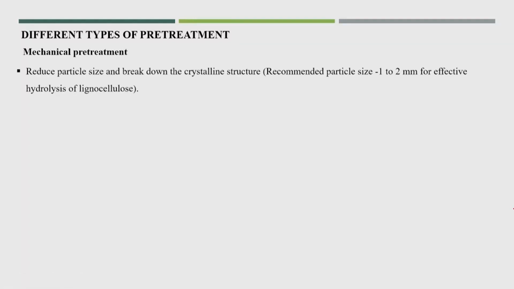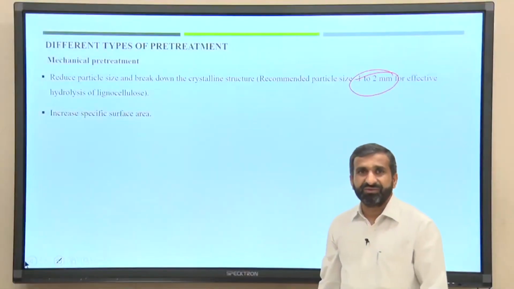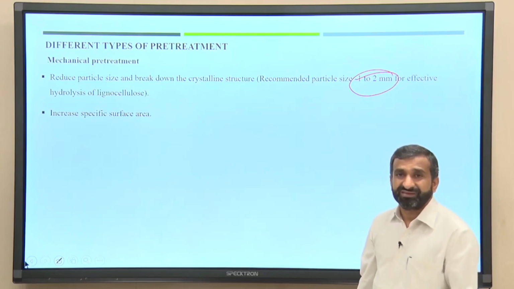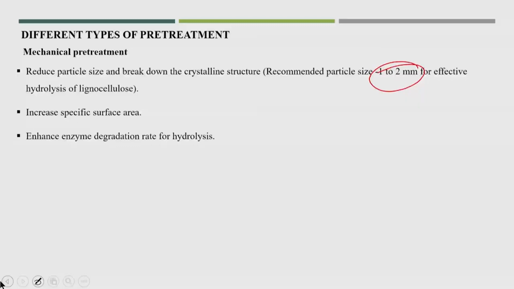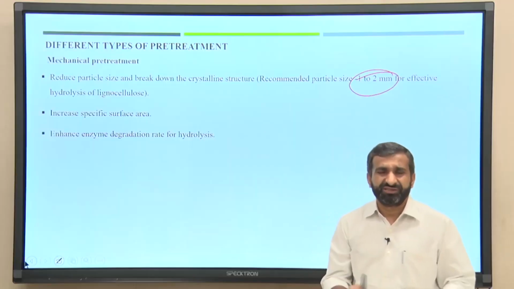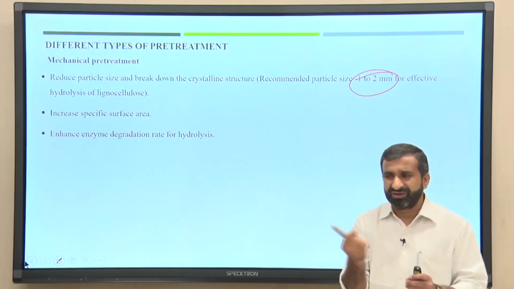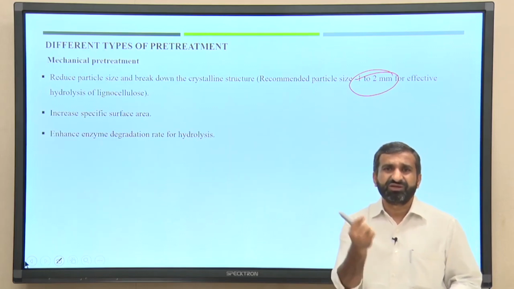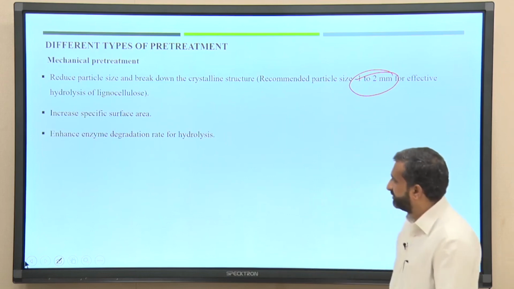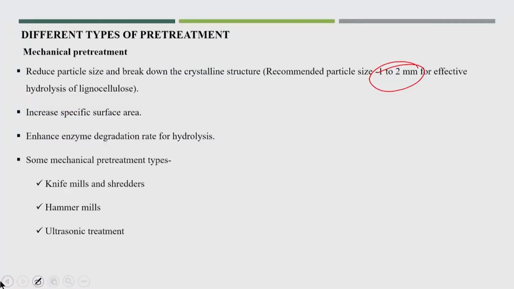First is the mechanical pretreatment. It will reduce the particle size and break down the crystalline structure. A size of 1 to 2 mm is recommended for effective hydrolysis of lignocellulose. Okay. Some may consider that energy will be required again to produce the biogas. It increases the specific surface area. Mechanical pretreatment is nothing but shredding, or converting the entire material into a smaller size like 1 to 2 mm. It increases the enzyme degradation rate for hydrolysis.